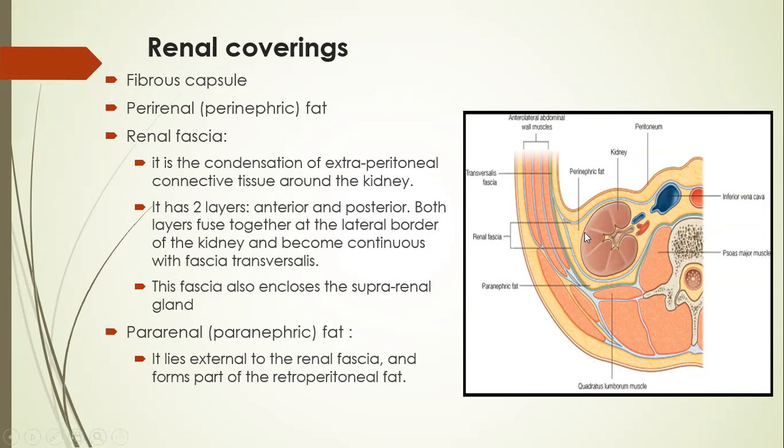The first one is the fibrous capsule, which is nothing but the condensation of the kidney tissue. Then outside that there is a pad of fat. This is called the perirenal fat, or perinephric fat. Nephric and renal are the same names for the kidney. Everything is the same. So it is perinephric fat or renal fat. Then outside that we have the two layers of the renal fascia. Then the outermost will be the pararenal fat or the paranephric fat. These are the four coverings of the kidney.